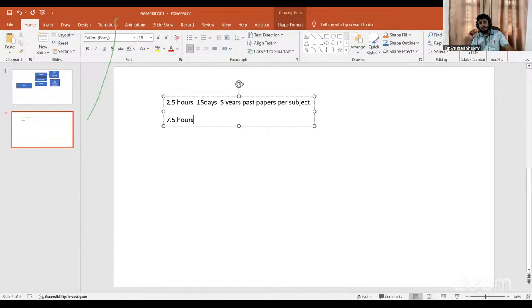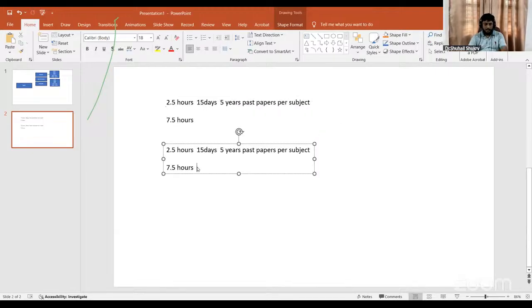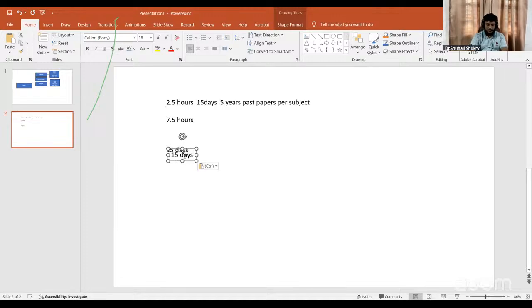So if someone can study 7.5 hours, within 15 days you can complete 3 subjects with 5 years of past papers. Right? 3 subjects. So for the first 15 days you can plan something. The first 15 days, second 15 days, third 15 days, 45 days altogether, including today.